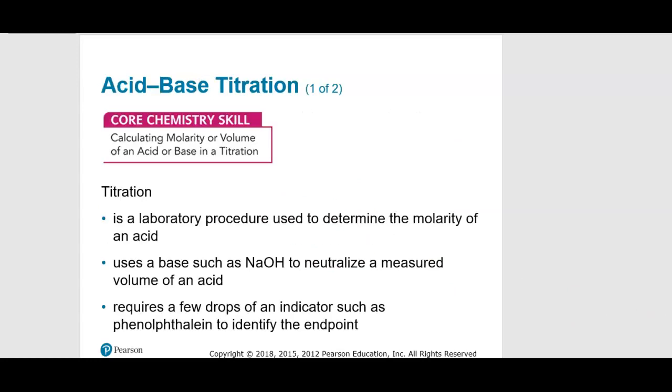Okay. Now titration. Titration is going to take a little calculation, but it's a laboratory procedure that you're going to use to determine the molarity of usually an acid. You take an acid, you don't know its concentration, so you use a standard solution of a base such as sodium hydroxide to neutralize a measured amount, and you're going to be able to figure out the molarity from that, and we'll see how that works.